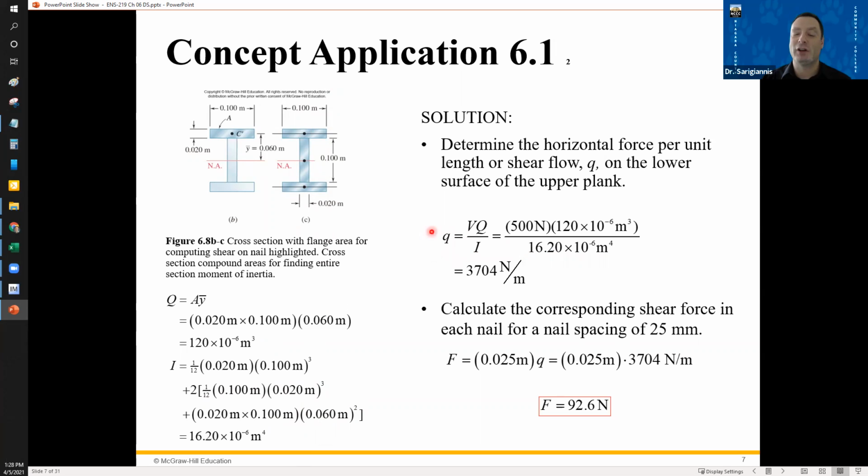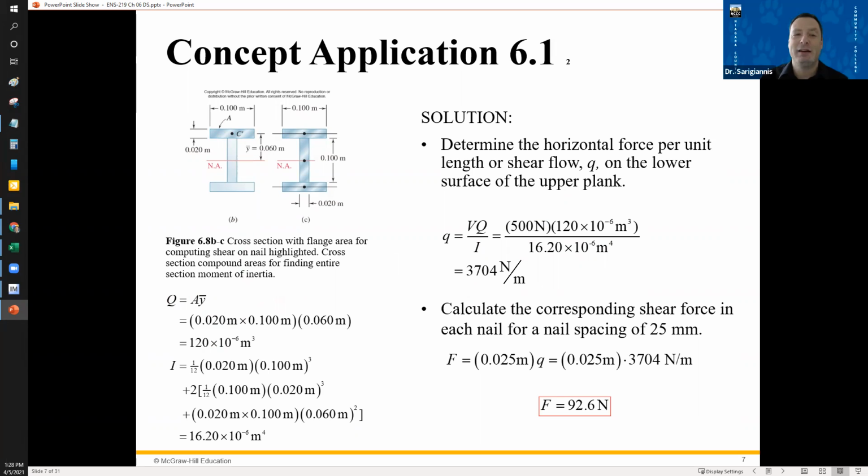Now we're finding the shear flow. The shear flow is that force per unit length, right? We've got our 500 Newton shear, right? We've got our Q, which we calculated over here, our moment for just the top portion, right? And then the moment of inertia for the entire cross section of the beam. And we get 3,700 Newtons per meter, right?